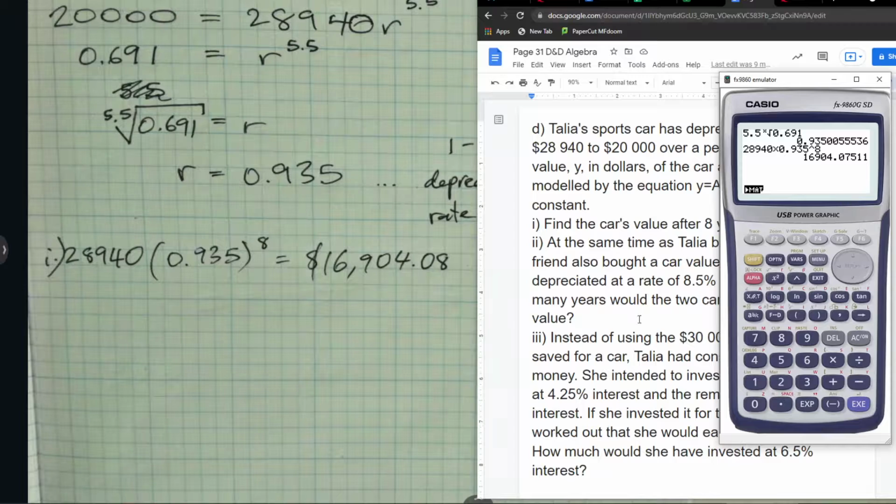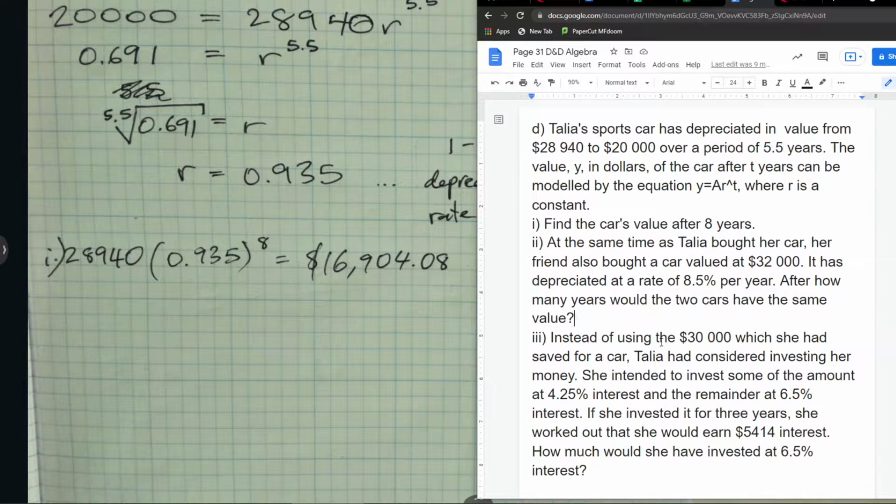At the same time as Talia bought her car, her friend also bought a car valued at $32,000. It is depreciated at a rate of 8.5% per year. After how many years will the cars have the same value? Nice. Good question.